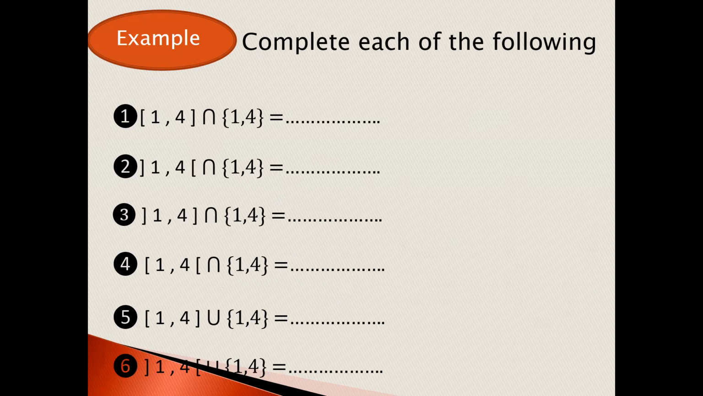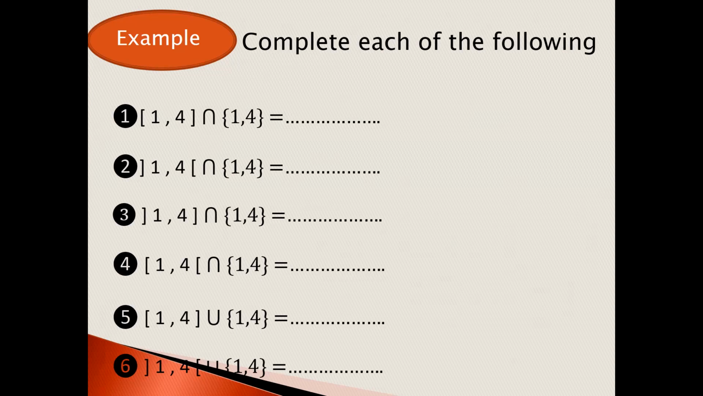Here I have: complete each of the following. Number one, [1,4] closed intersection with {1,4} as a set. What's the difference between an interval and a set? Interval here means 1 is included, 4 is included, and the real numbers between them are included. {1,4} as a set means that 1 is included, 4 is included, only, but the numbers between them are not included. So I want the common numbers between them. It will be {1,4}, because 1 and 4 are the numbers included in both of them.